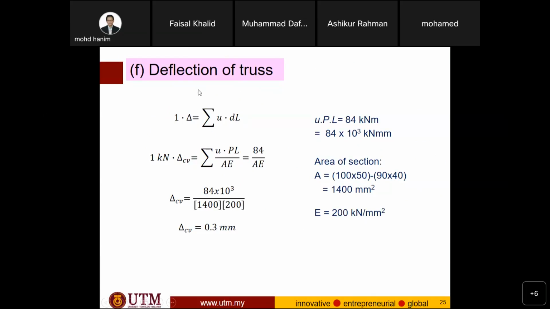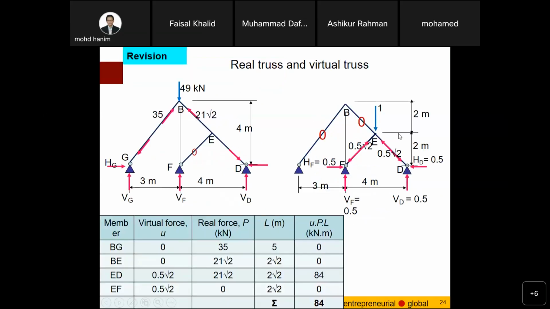And this is the final answer. Delta equal to 0.3 millimeter at which point? At point E. So remember, if the question is about deflection at point E, then we apply 1 unit load at point E. For the real structure, we just maintain the point load at B.